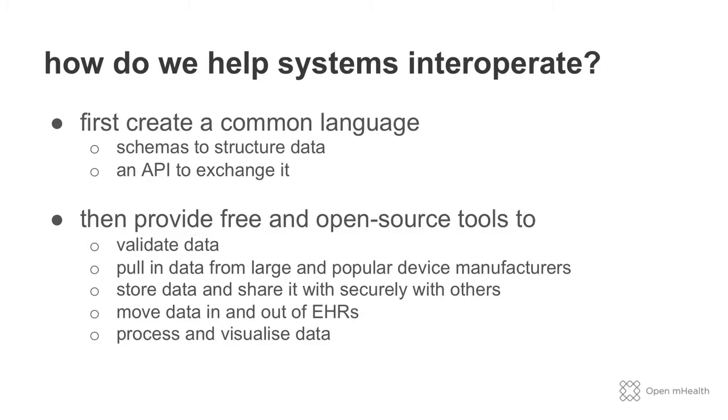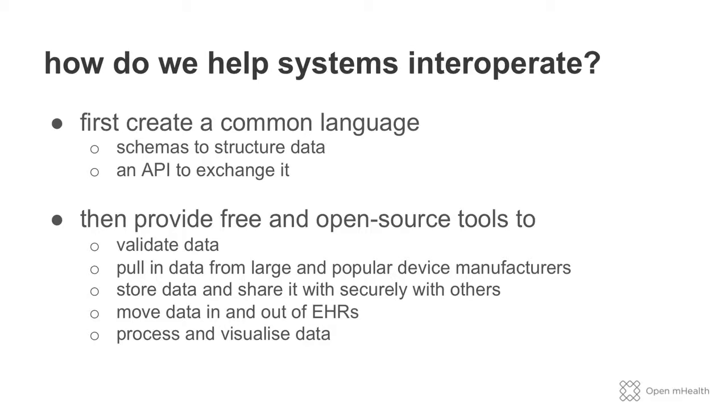So this is how we think you can help systems interoperate. You create a common language. That means, in our case, we're using schemas to structure data. And that really means creating templates or guidance or best practices on how your data should look. Now that helps you structure your data, but now you have to move it from one place to another. And you want to move it from one place to another in the same way. So we have an API, which we want people to implement to do that.